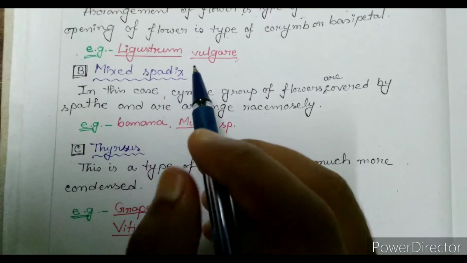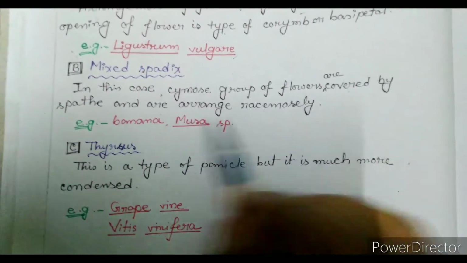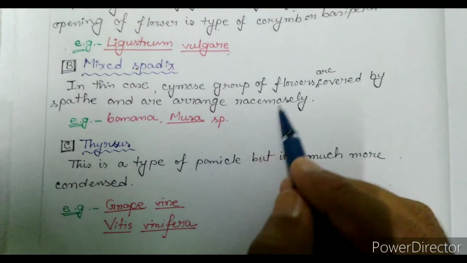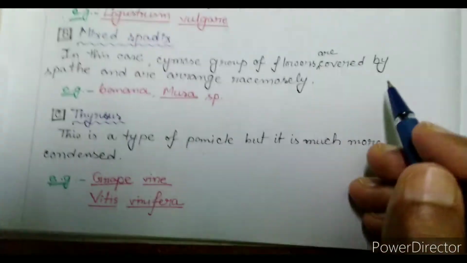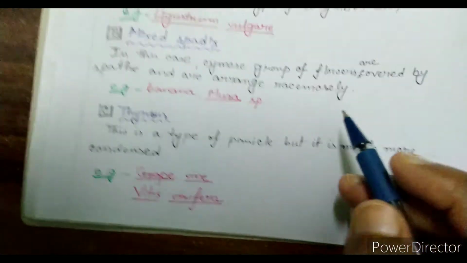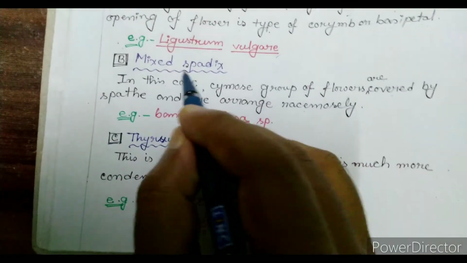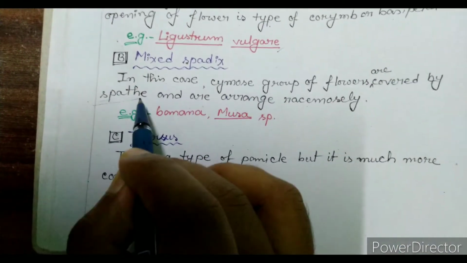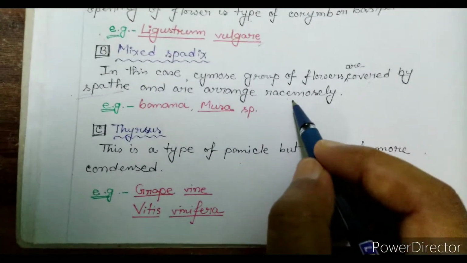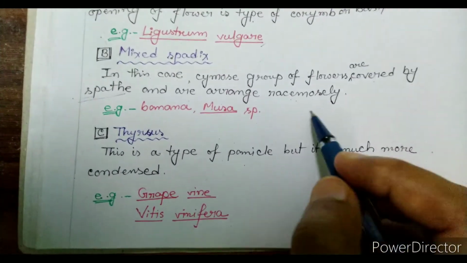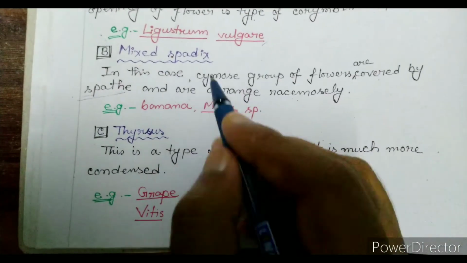Now we talk about mixed spadix. In this case, cymose groups of flowers are covered by spathe and are arranged racemosely. We already know about spathe in the case of spadix inflorescence, where spathes are present and the whole arrangement looks racemose. And where is it found? It is found in banana, the flower of banana, where this type of inflorescence is present.